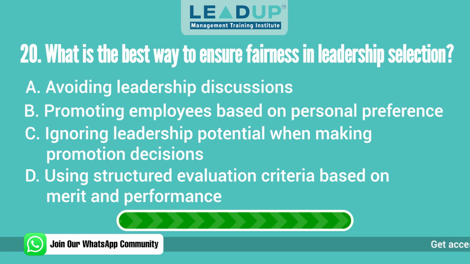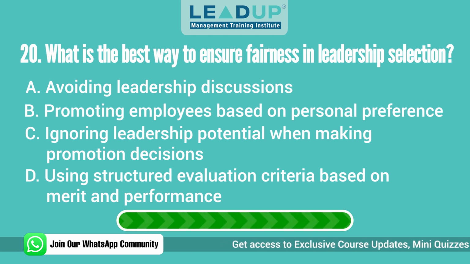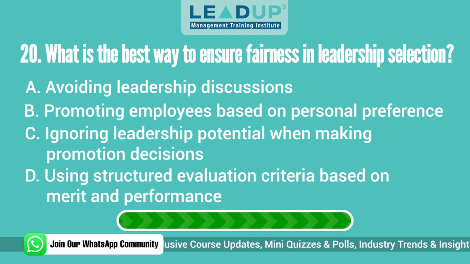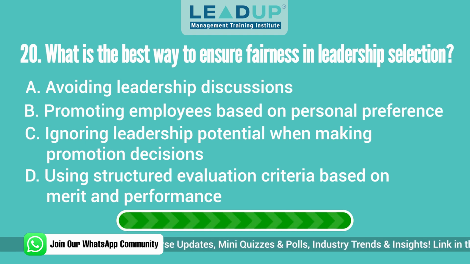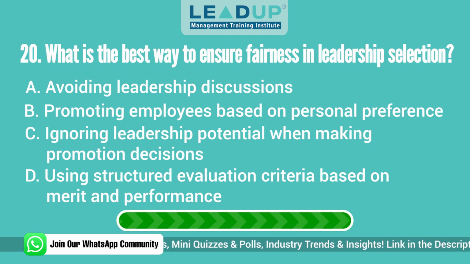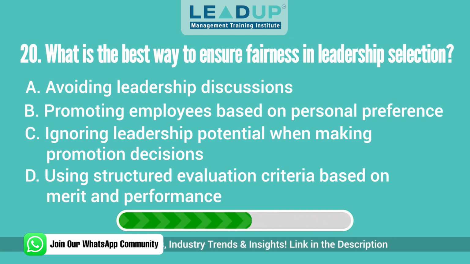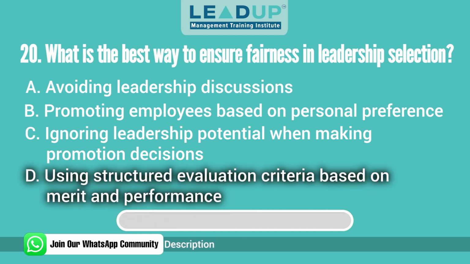Question 20. What is the best way to ensure fairness in leadership selection? A. Avoiding leadership discussions. B. Promoting employees based on personal preference. C. Ignoring leadership potential when making promotion decisions. And D. Using structured evaluation criteria based on merit and performance. Answer: using structured evaluation criteria based on merit and performance.